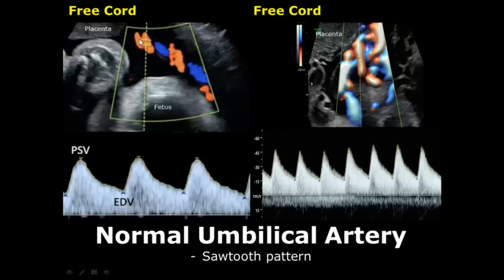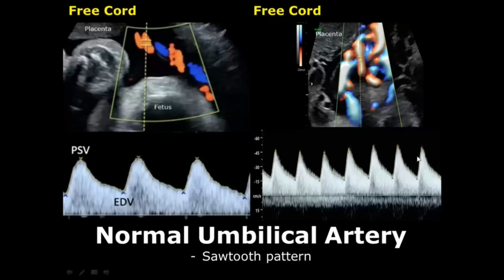We can locate the umbilical artery in the cord by applying color Doppler, and then we can place the sample volume in the red or the orange zone because it is indicating that the blood is traveling towards the placenta, and the umbilical artery carries blood towards the placenta, so we can place the sample volume over here. And the pattern that we see in spectral Doppler is the sawtooth pattern.